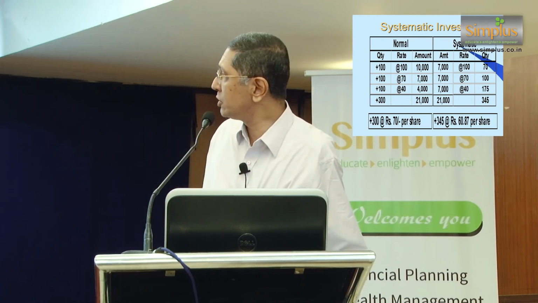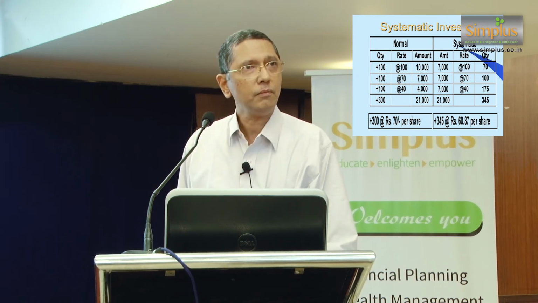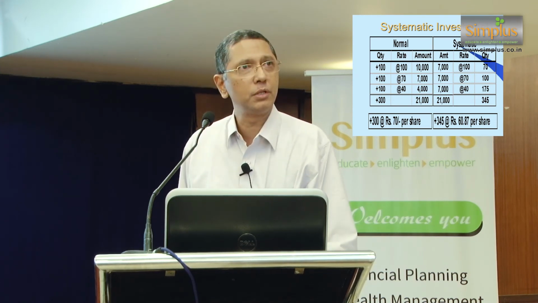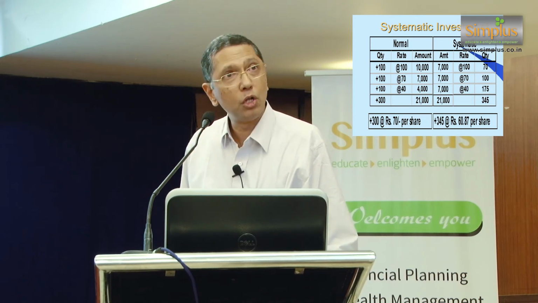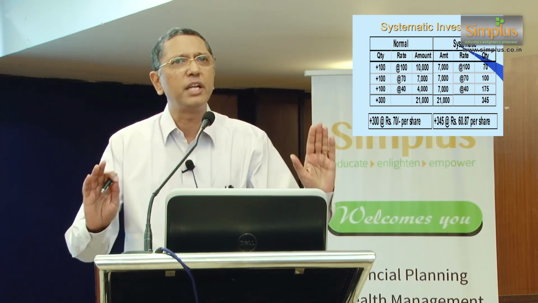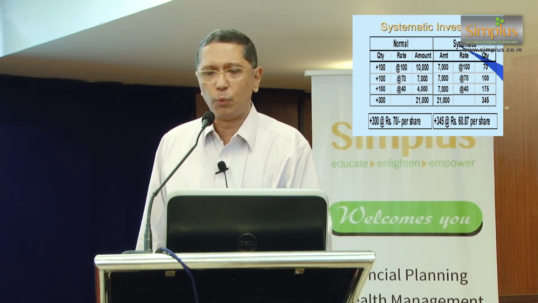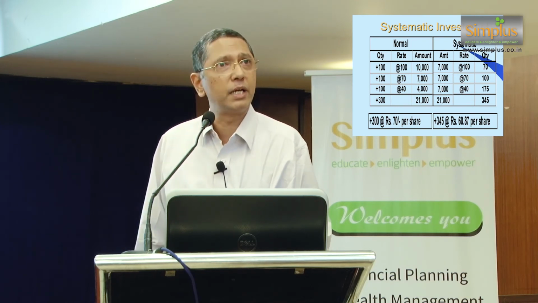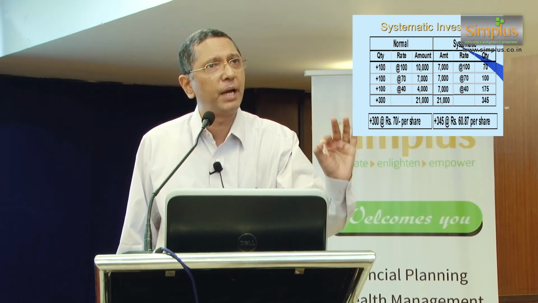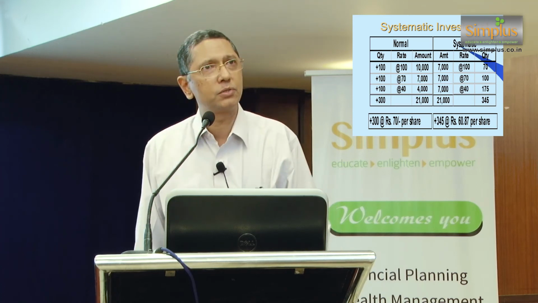If I am to convert this into a systematic investment, I made three purchases here. Total amount invested was 21,000. I am going to invest 21,000 also in the systematic investment, but I am going to invest it not in number of stocks, in terms of amount: 7,000, 7,000, 7,000. This is how an SIP works. Rest of the example is absolutely the same. I invest my first 7,000 when the market rate is 100 rupees. That is as many stocks as I can buy for 7,000 rupees. I end up with 70 stocks.